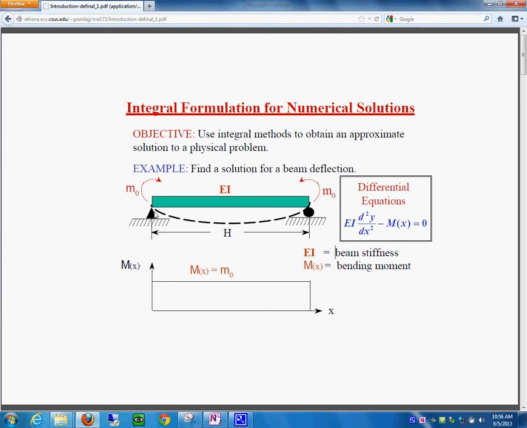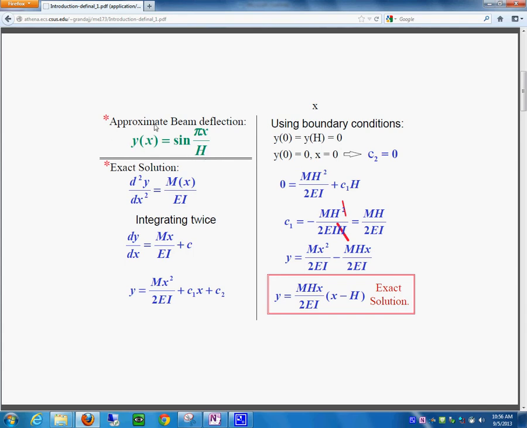If we go back to the slide, we have two possibilities. We make an approximation like this, where y of x is equal to sine of pi x over h, where x is the variable. Or we produce the exact solution. How do we do this? You may recall from the solution of differential equations, in this case second order differential equations, this is a very simple one. It says d squared y over dx squared equals M(x) over EI, which came from this equation over here.